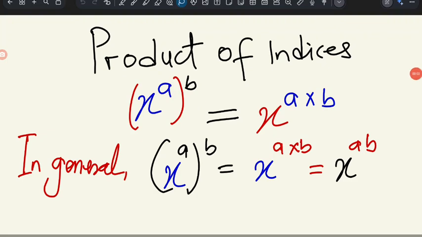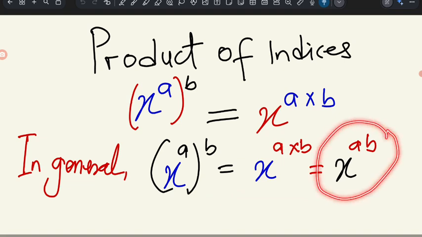Subtopics in the laws of indices, which we call the product of indices, under Module 2 for this video. It tells us that if x raised to power a is also raised to power b, then x will be raised to the power of a times b. In general, if you write x raised to power a, raised to power b, just write it as x raised to power a times b.